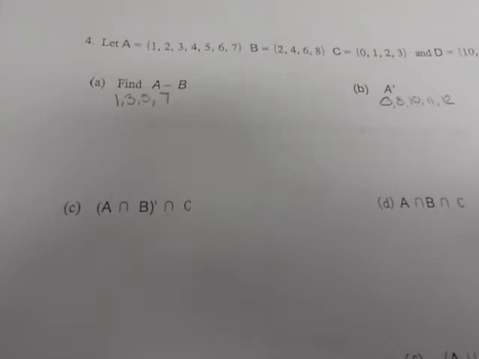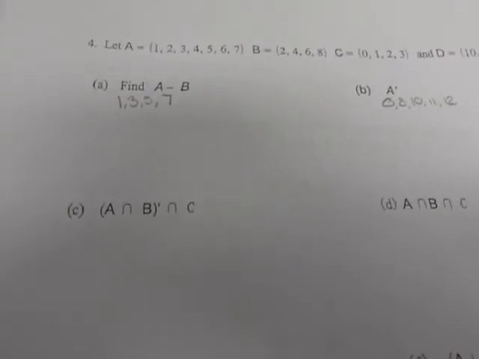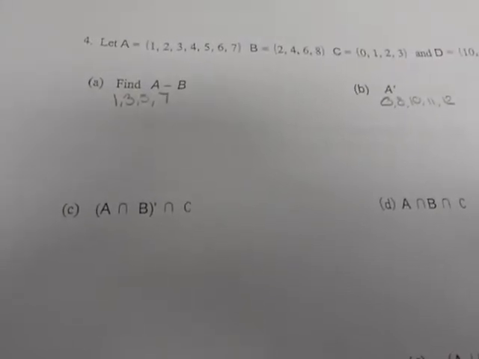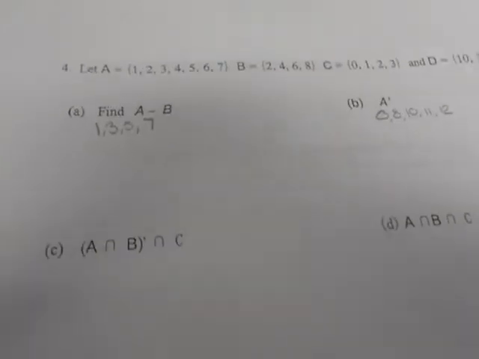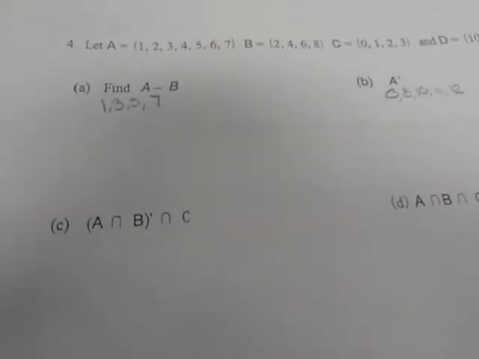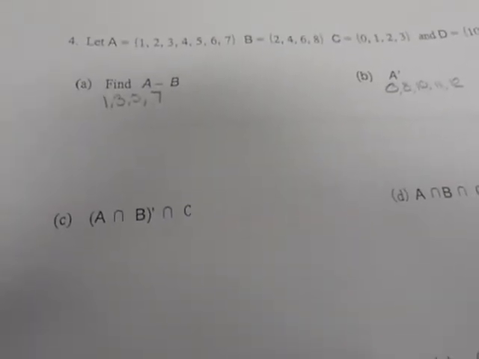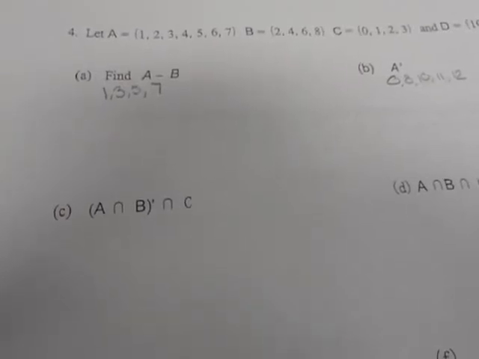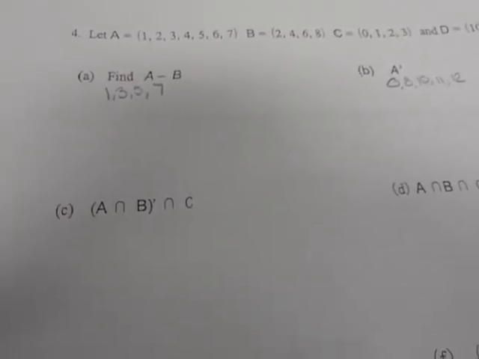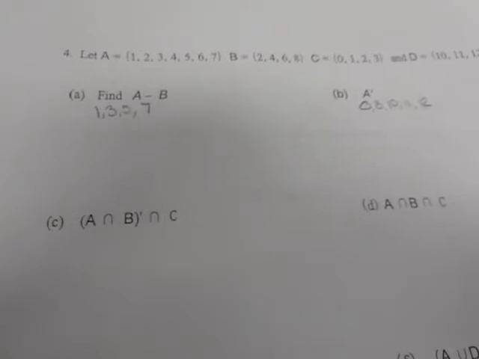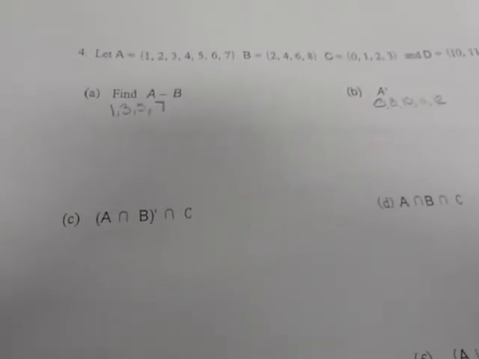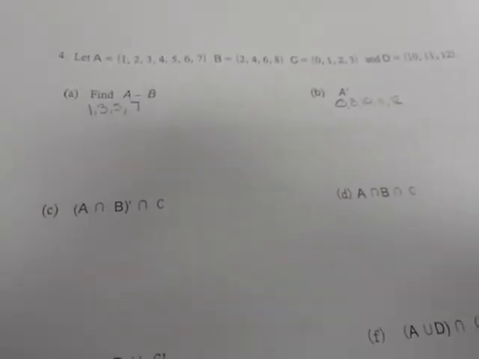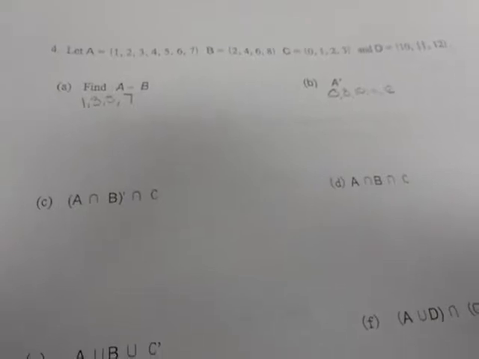What was not? We're talking about C. Doing A intersect B, which is 2, 4, 6, right? So we want what's not in that set. What's not in that set? 0, 1, 3, 5, 7, and 8. Now 8, and what else? 10, 11, and 12. Good. Any questions there?